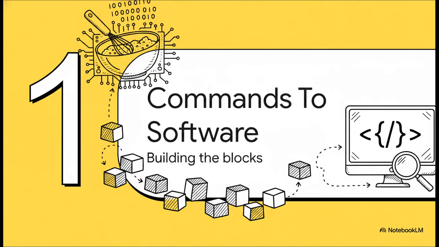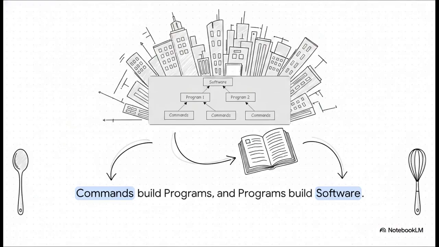Section 1. From commands to software. Translating our recipe analogy directly into the digital world reveals a really clear hierarchy. At the absolute base, an individual instruction, like pour the milk, is what we call a command. Group a bunch of those commands together to accomplish a specific task, and boom, you have a program. But what happens when a job is too complex for just one program? Well, you integrate several of them to work in tandem, and that whole integrated set, that becomes software.